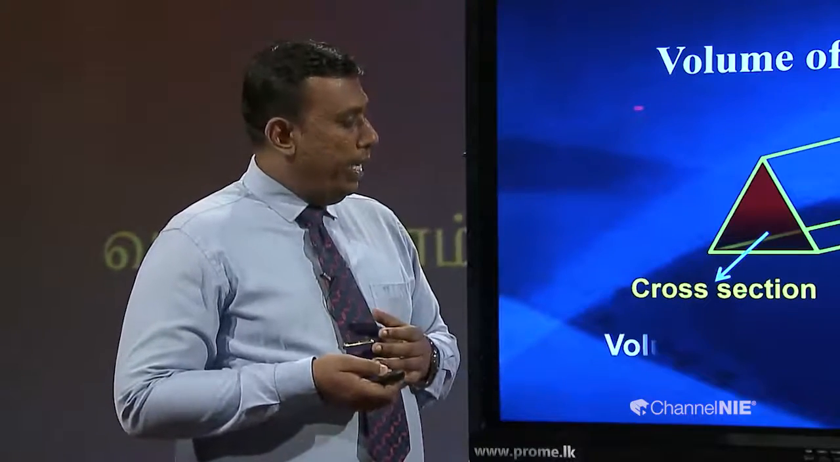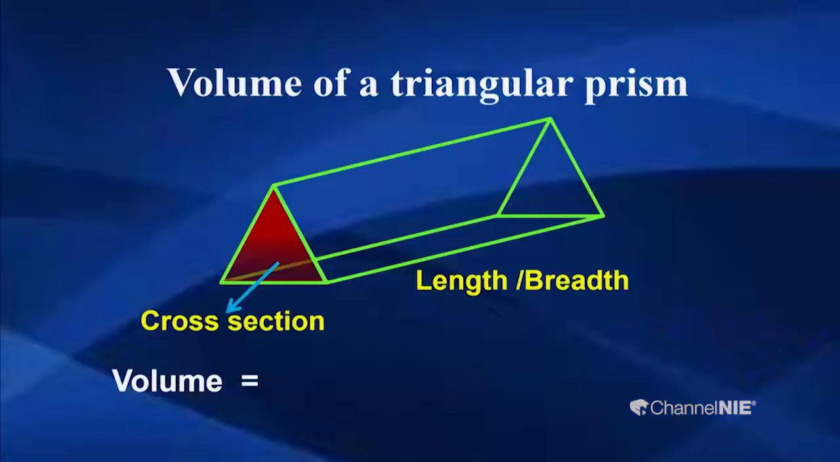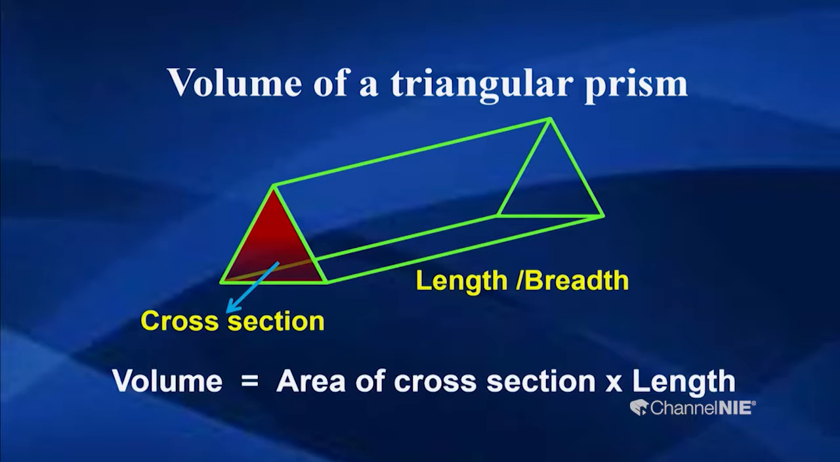After finding the cross sectional area of this prism, you multiply that by the length of the prism. Now we are going to find the volume of this triangular prism. We can write it as area of cross section into length. What is the area of cross section? It is the triangular part's area, multiplied by the length of that prism. That is very simple. Why? This one is also a uniform object.